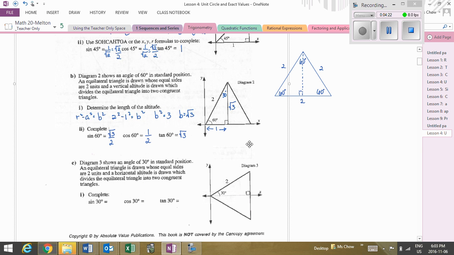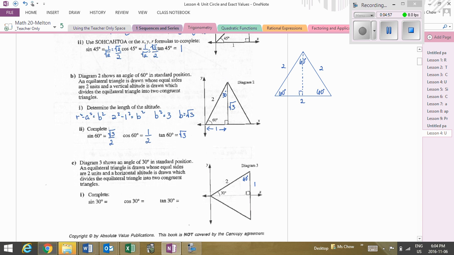When we take a look at diagram 3, they're showing an angle of 30 degrees in standard position. The triangle itself is obviously exactly the same as the triangle above. It's just been rotated, or we're looking at it from a different perspective. If we take a look at this one, again we know that opposite the 30-degree angle is length 1, and we can see that from going back to diagram 2. Opposite the 30 is the 1. As well, we know that this is the 60 degrees.